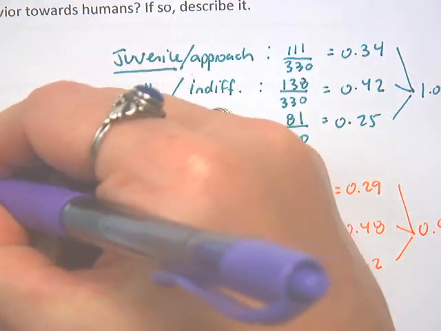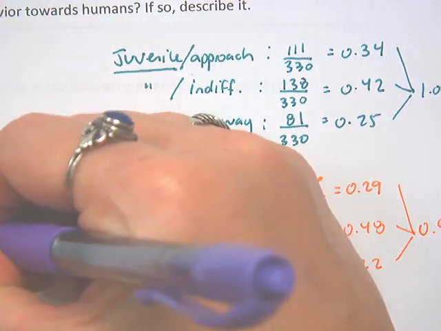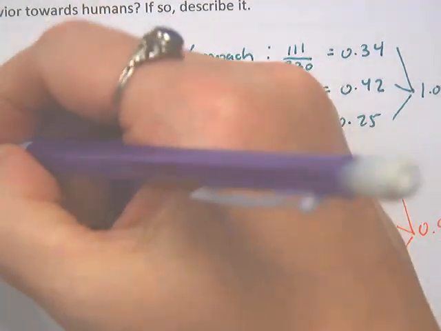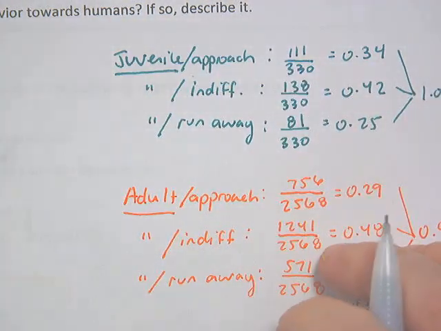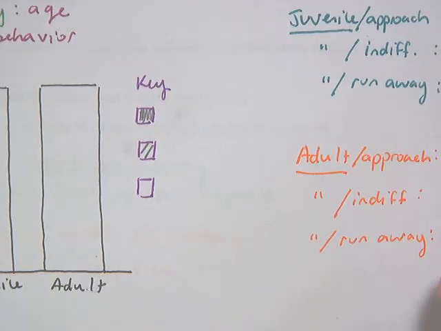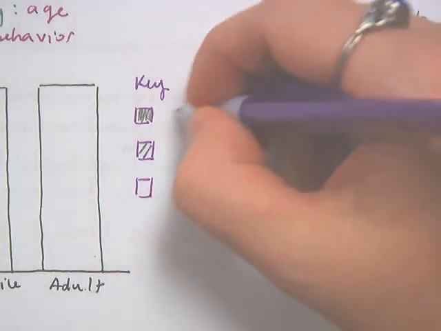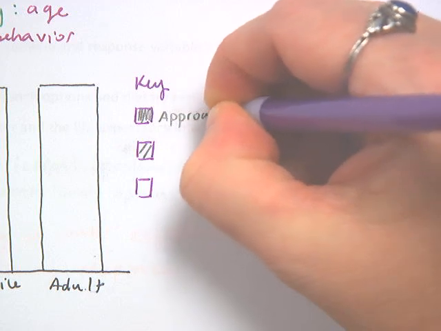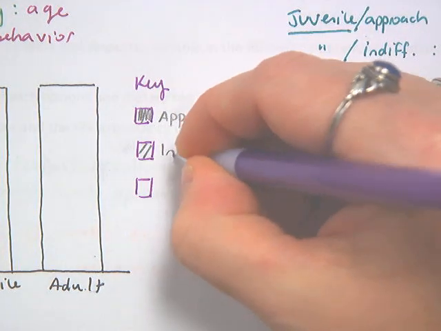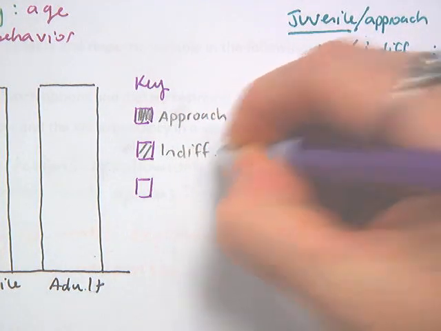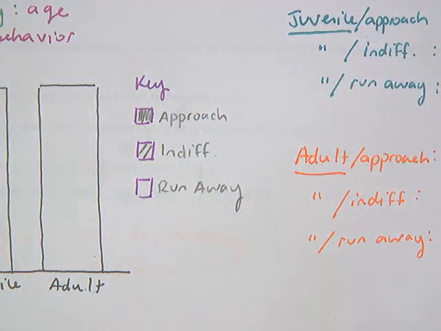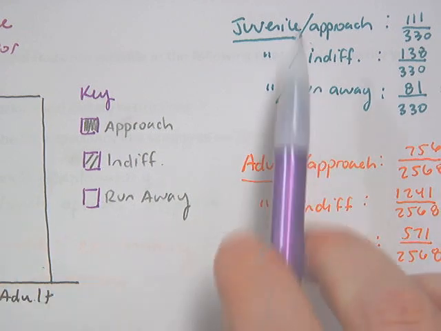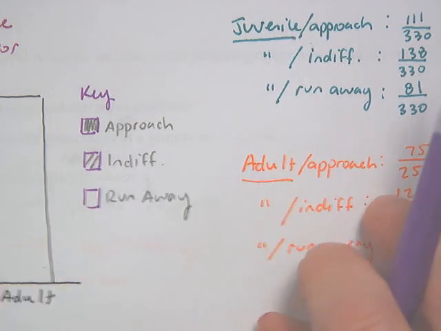We've got 3 different segments because we have 3 different behaviors. So let's maybe do a shaded, a stripy, and a blank. Approach goes on top. Indifferent is in the middle. And runaway will be on the bottom. And I always do it the same way, in the same order that I did all my work. Otherwise it can get confusing.